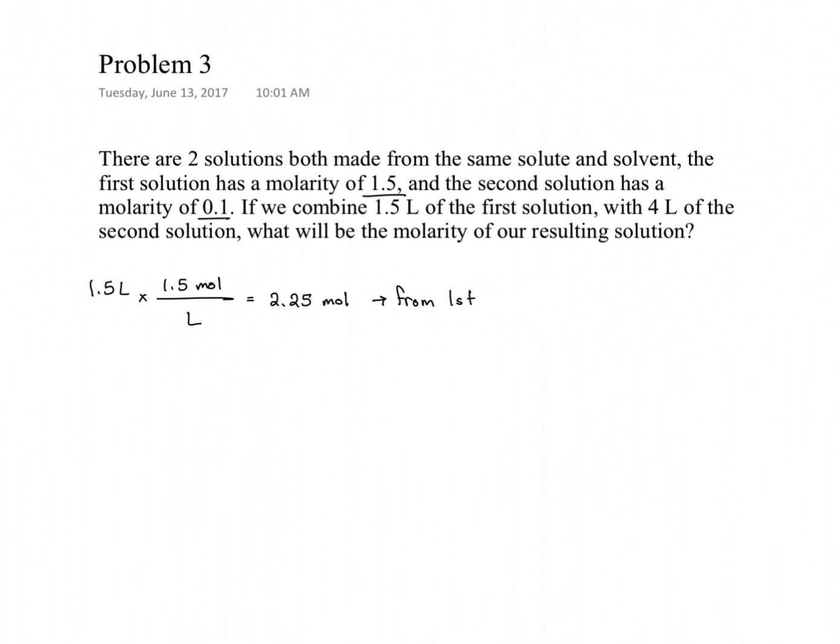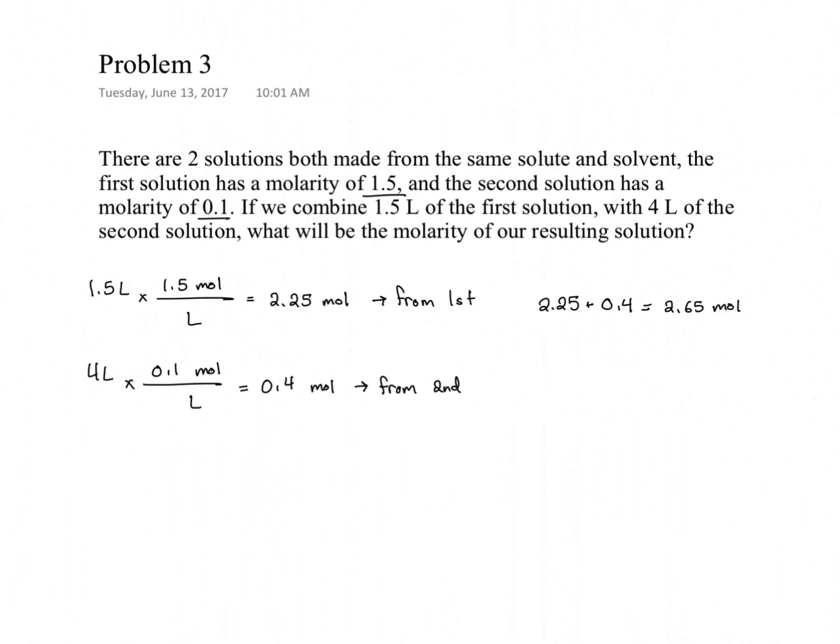Now our second solution, we're going to be using 4 liters, and again multiplied by the molarity, which is 0.1 moles per liter. And this gives us 0.4 moles. So this is how many moles of our solute that we get from our second solution. So when we combine these two together, we get 2.25 plus 0.4 is equal to 2.65 moles.